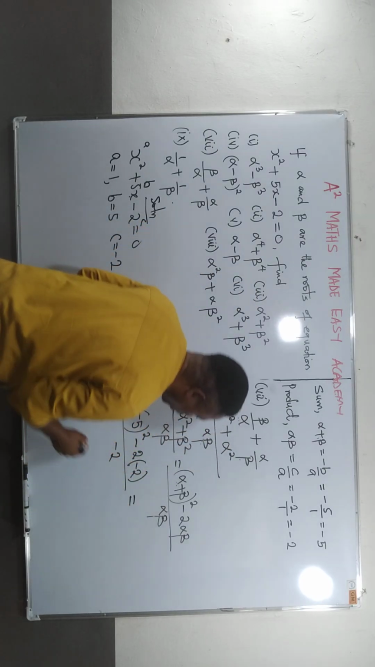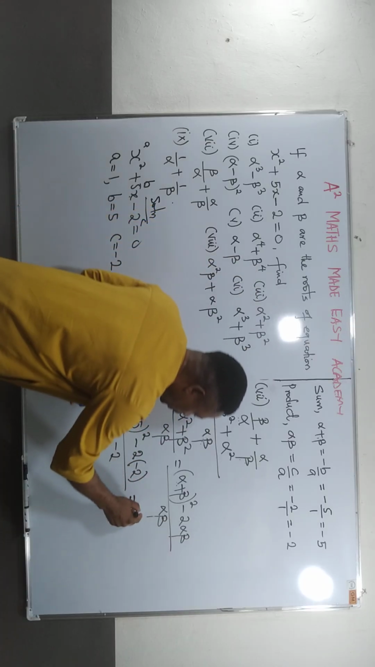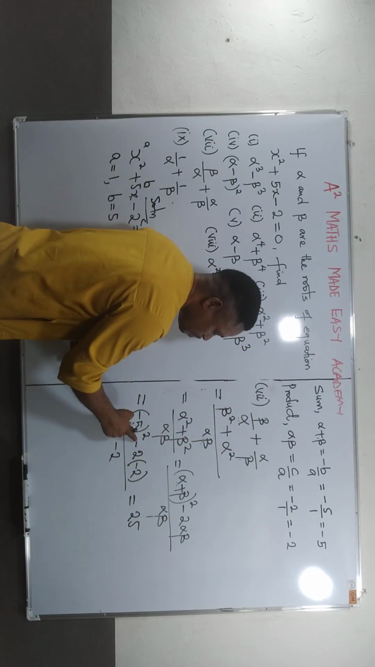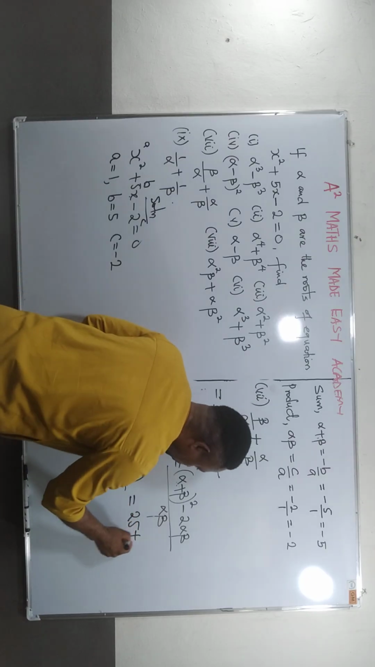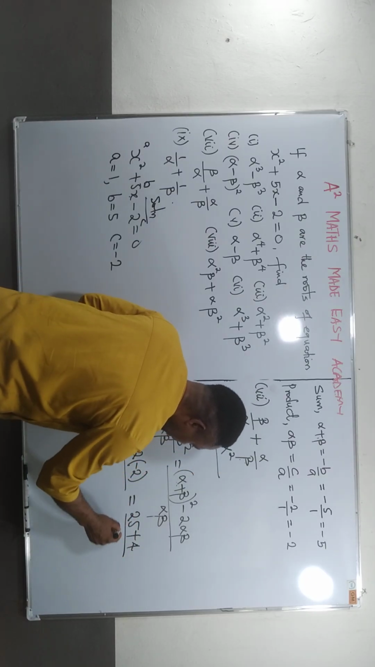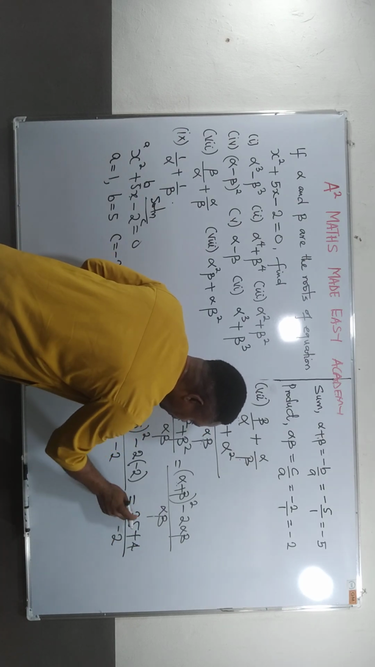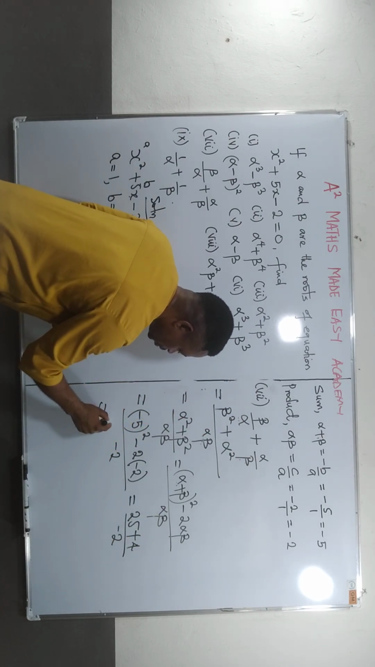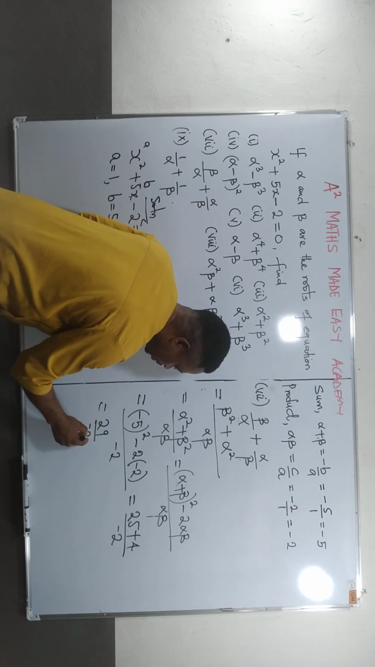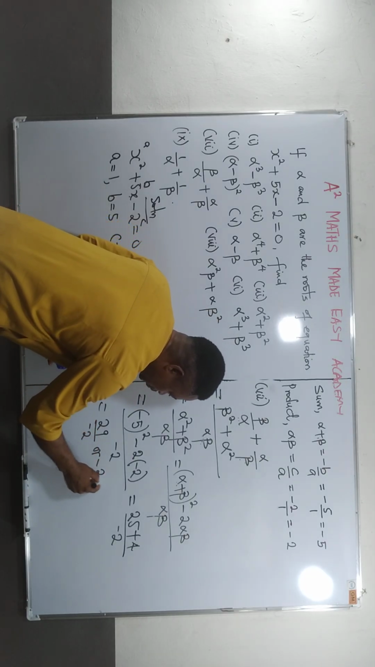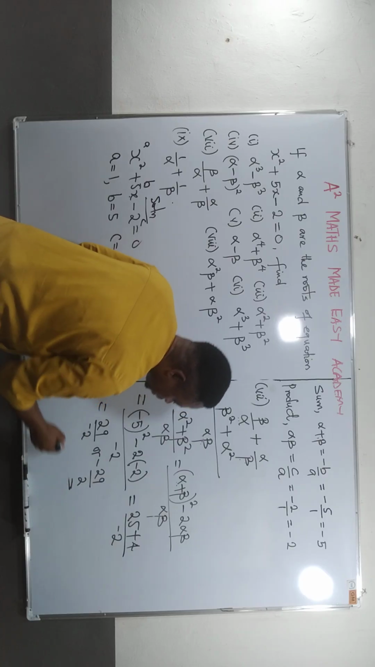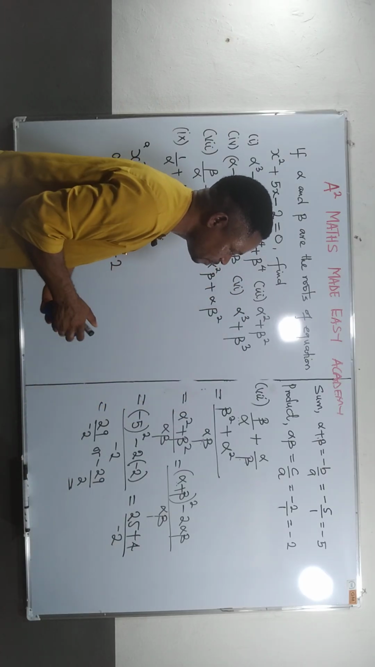We are going to have equal to minus 5 squared, which will give us 25. Then minus 2 times minus 2 will give us plus 4, all over minus 2. So finally, 25 plus 4 will give us 29, then all over minus 2. Or rather, we say minus 29 all over 2. And that is the final answer. Have I made myself clear?